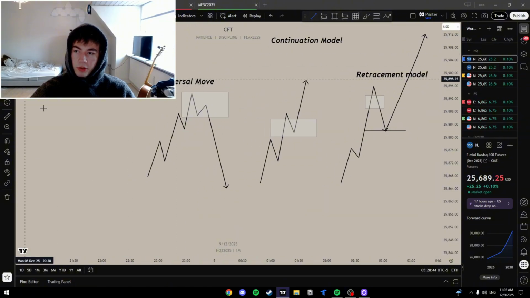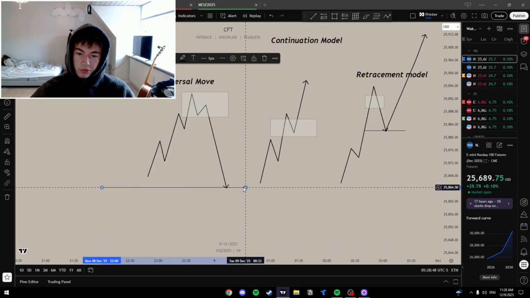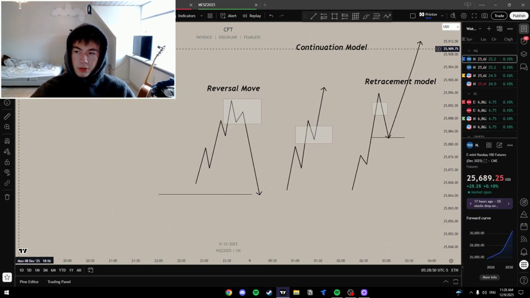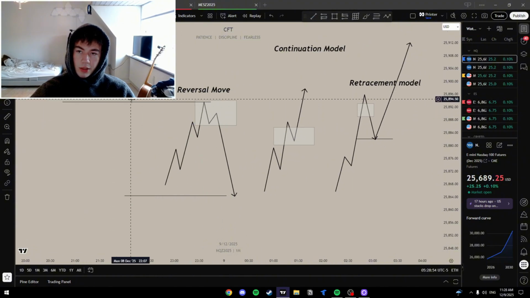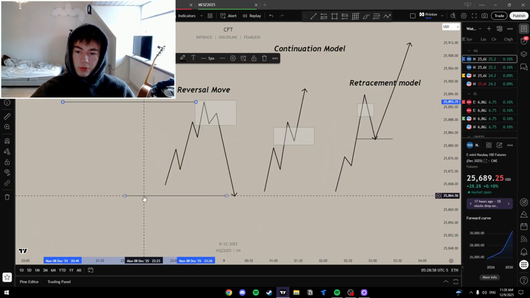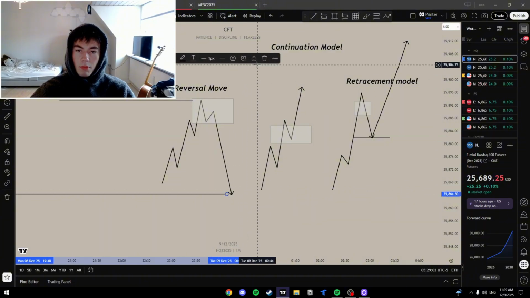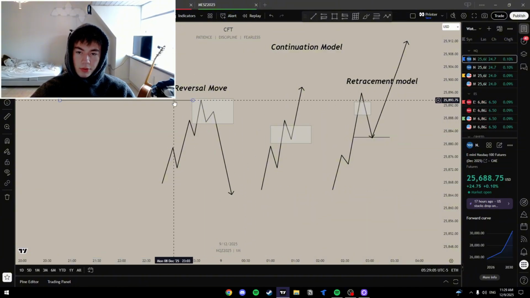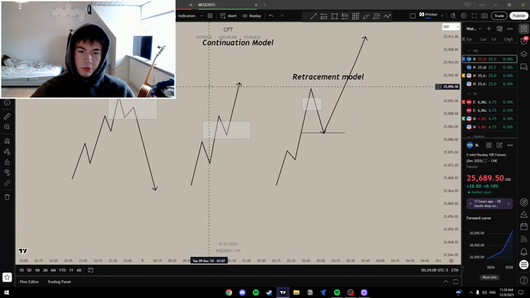My reversal model focuses on liquidity, fair value gaps, and equilibrium most of all. Here we want to see some kind of liquidity being swept and have a strong indication that we are going down. For example, we have a strong drawn liquidity. So that's the reversal model and what I focus on there.